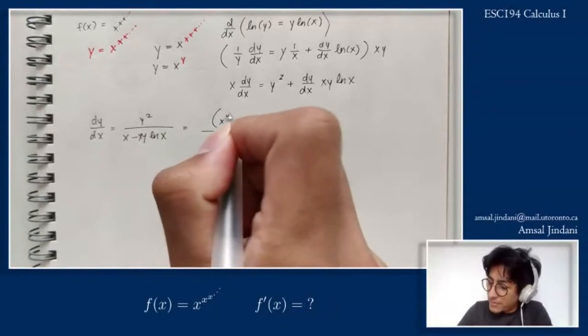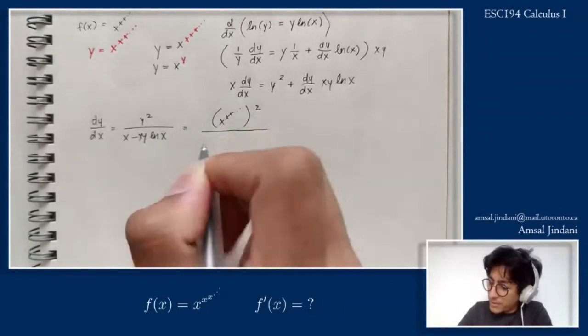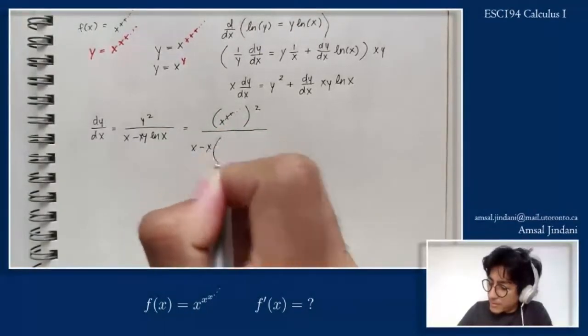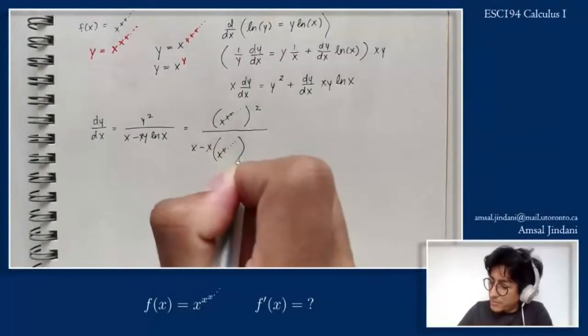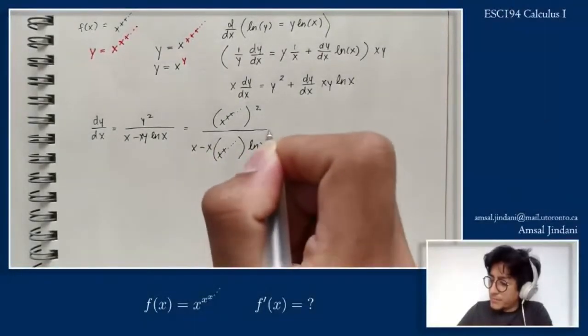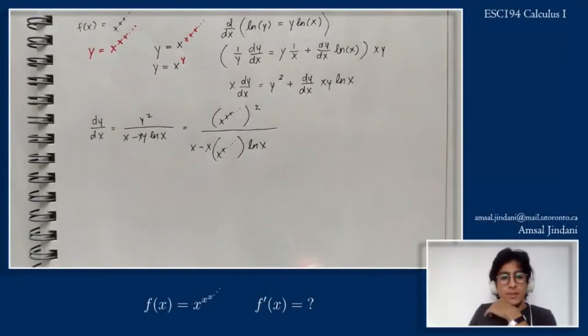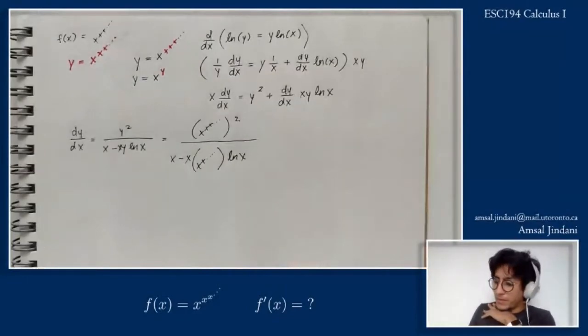So x to the power x to the power x, blah, blah, blah, all squared, over x minus x times x to the power blah, blah, blah, times the natural log of x. Okay, so that's the derivative of this function.